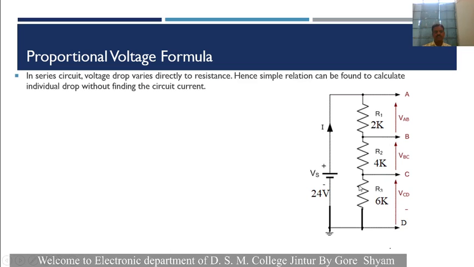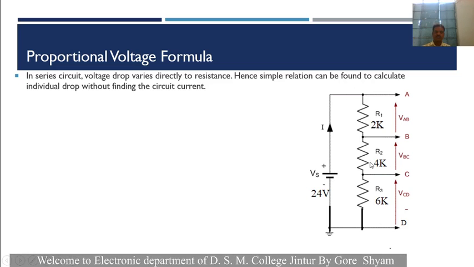So in a series circuit, voltage drop varies directly with the resistance. Here the voltage depends upon the value of resistance. Hence, a simple relation can be found to calculate the individual voltage drop without finding the current flowing through this circuit. If you want to find out the voltage across this resistance or this resistance or this resistance, you can find out the voltage across any individual resistance without knowing how much current is flowing through this circuit.